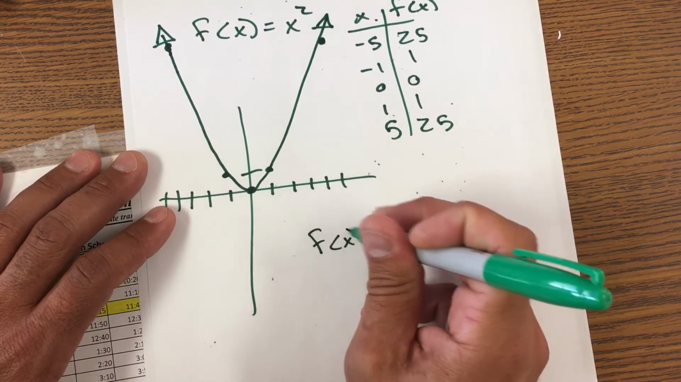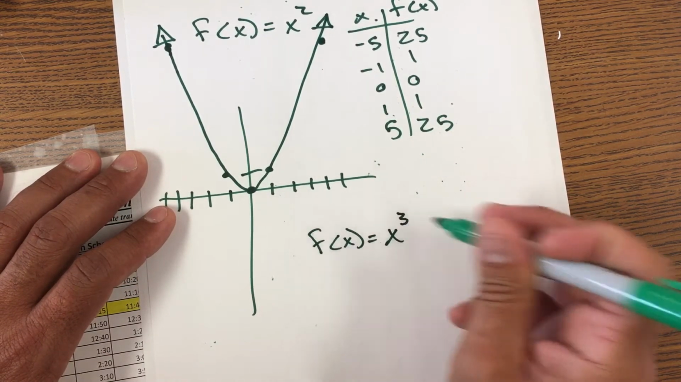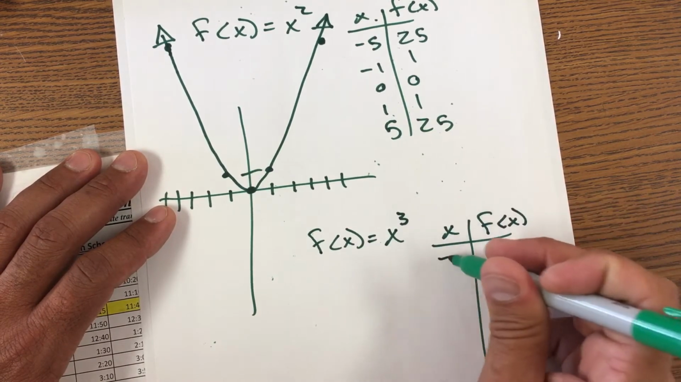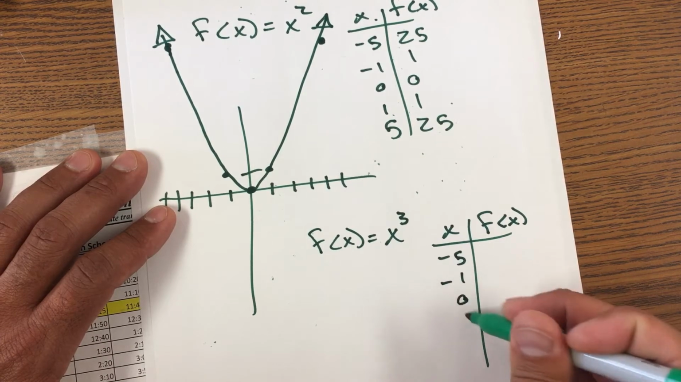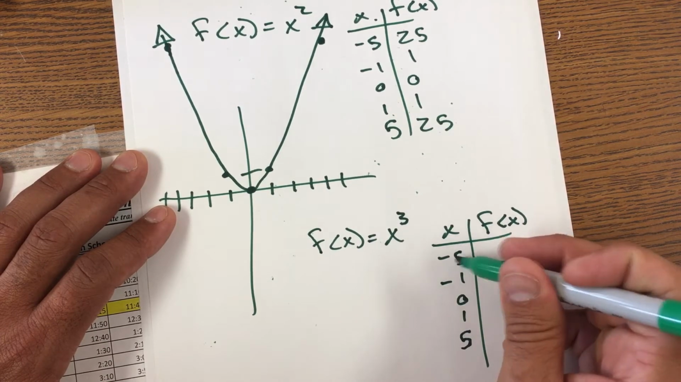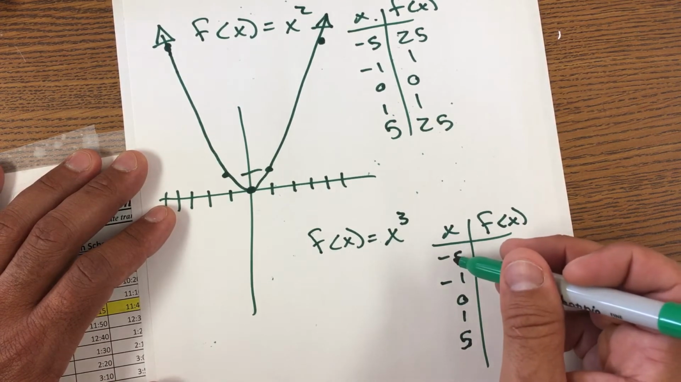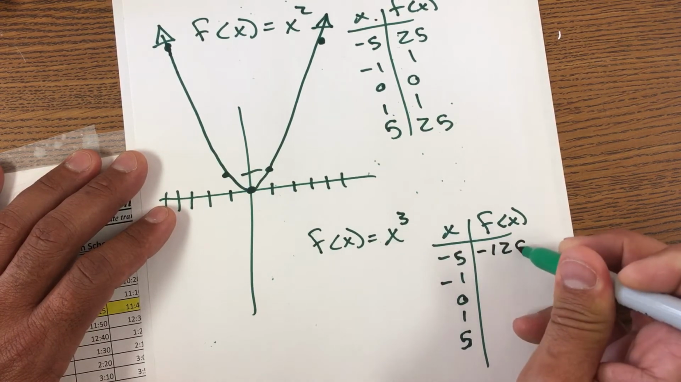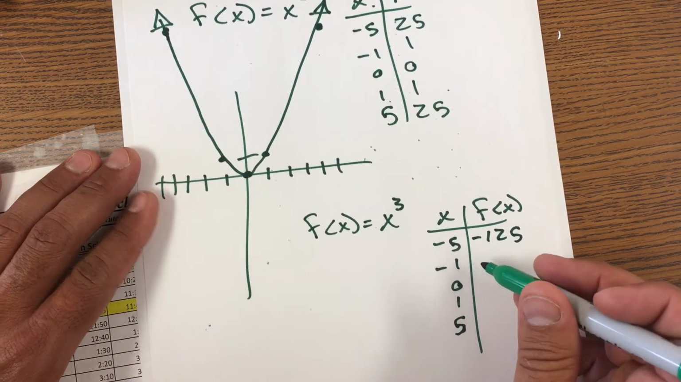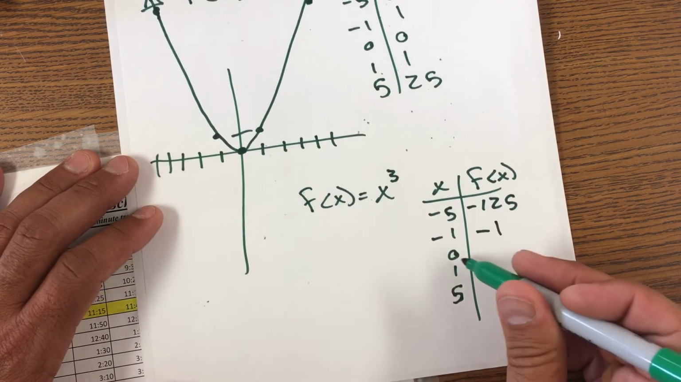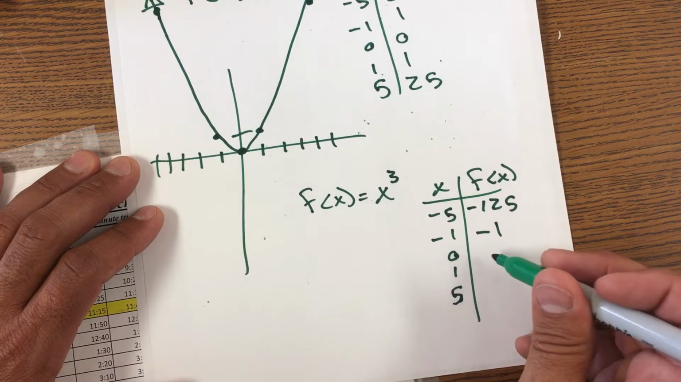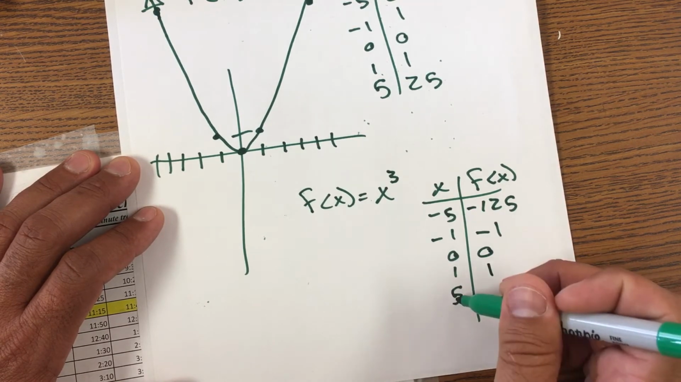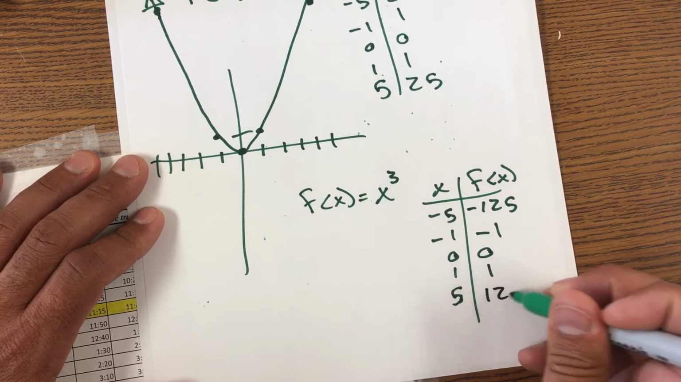Next one, f of x equals x cubed. T-chart. You guys are going to be really mad at me when I do this one. -5 times -5 times -5 is -125. -1 times -1 times -1 is -1. 0 times 0 times 0 is 0. 1 times 1 times 1 is 1. 5 times 5 times 5 is 125.